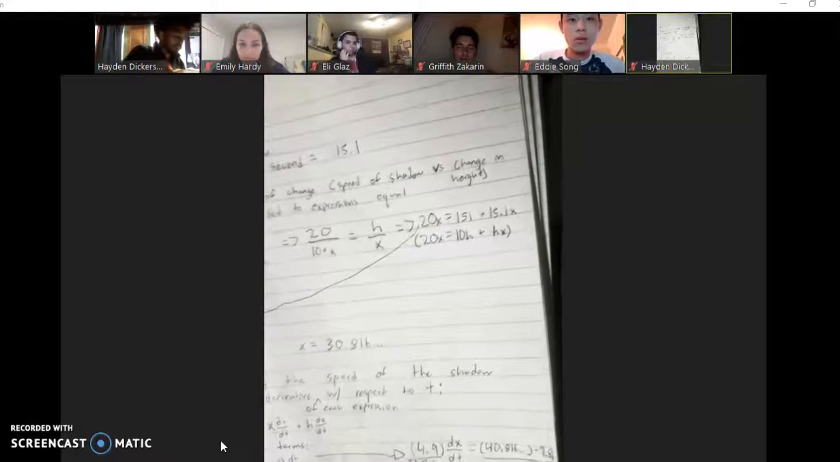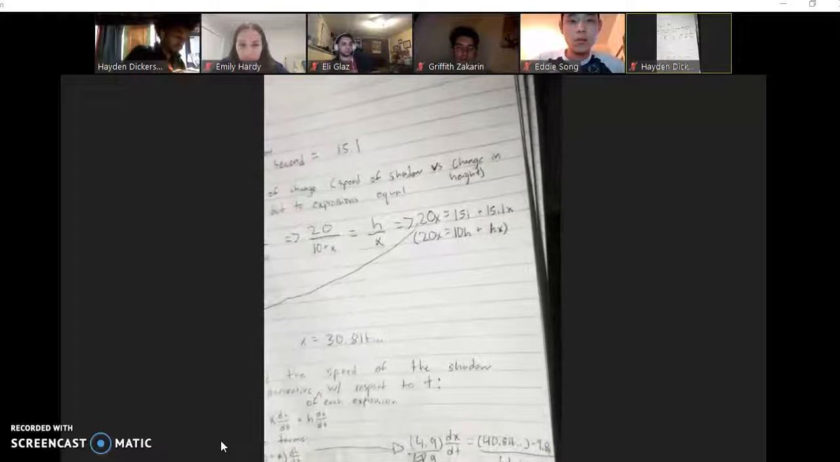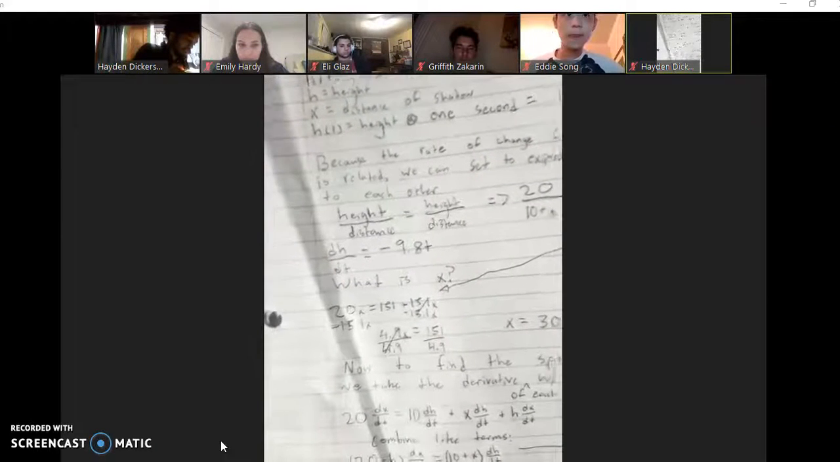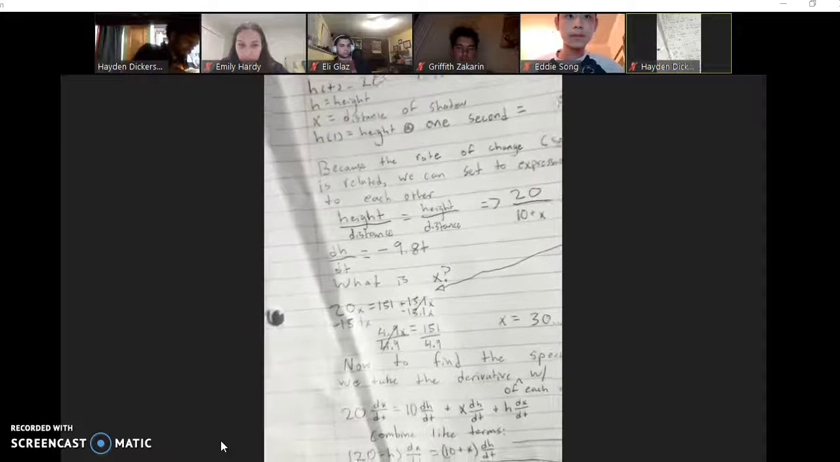And also what we can do is find the derivative of the first equation. So we just bring the 2 down to the front and get rid of the 20. We get dh/dt equals negative 9.8t.